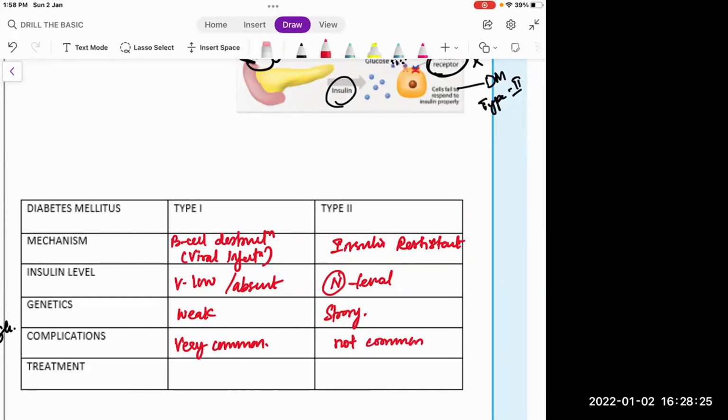The most common treatment in type 1 is that you have to give insulin. There is no other way, because there is no production of insulin at all. But in case of type 2, you can give oral hypoglycemics and insulin if required. So this is about diabetes mellitus type 1 and type 2.